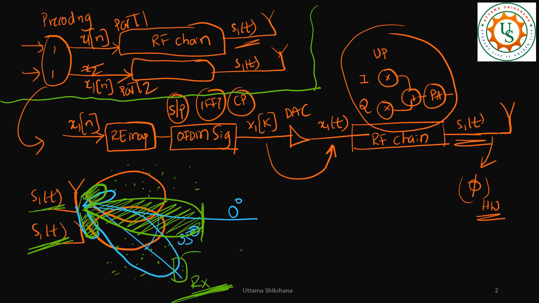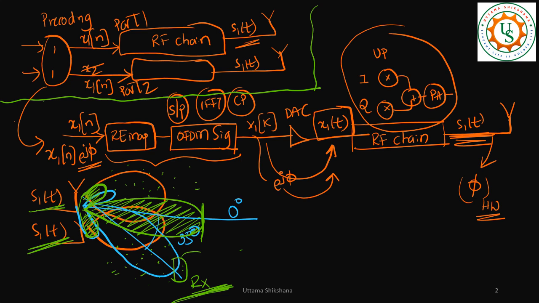So can we give this phase shift in the digital domain? So here, x1 of n times e to the power of j phi. Can we give it like this? Note that this phi is independent of n. So whatever operations you do, RE mapping or OFDM signal generation, this e to the power of j phi can be taken common. So here also, e to the power of j phi remains as it is, and this will become x1 of t. The corresponding phase shift will be taken care of here in the time domain, and the same phase shift will be taken care of in S1 of t.